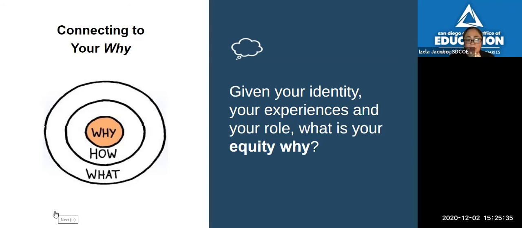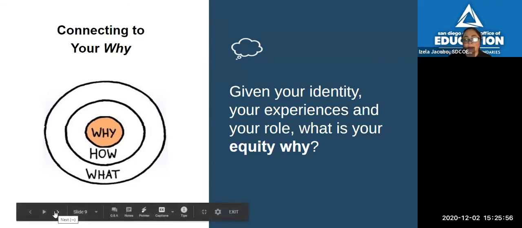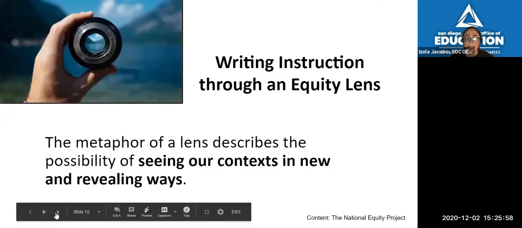So throughout this session today, colleagues, you will have multiple opportunities to reflect on your equity why. We ask that as you're engaged in this work, you ask yourself questions such as: what is my identity in relationship to my students? How am I showing up? How are people perceiving me? How are people receiving me? So let's move on to the next slide.